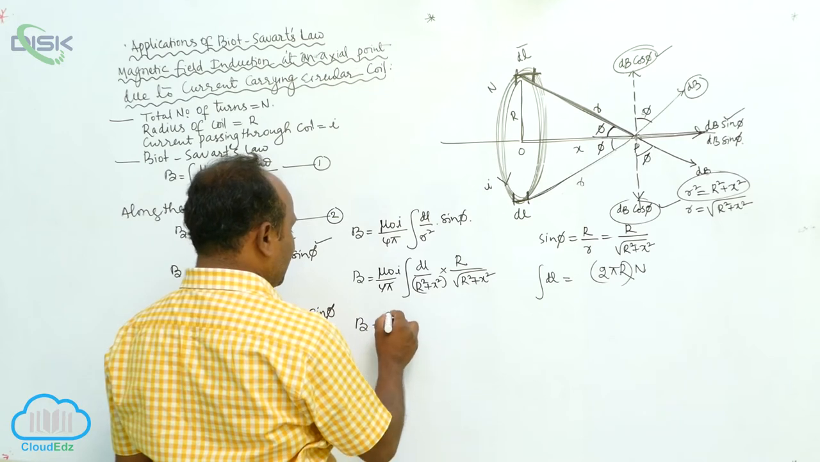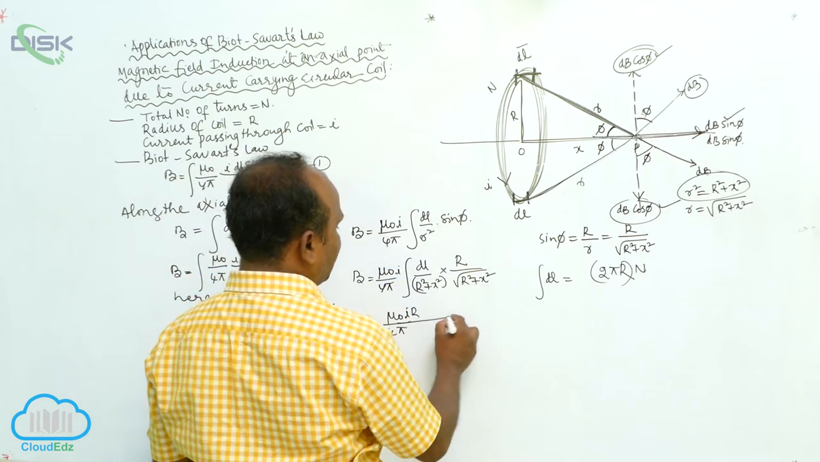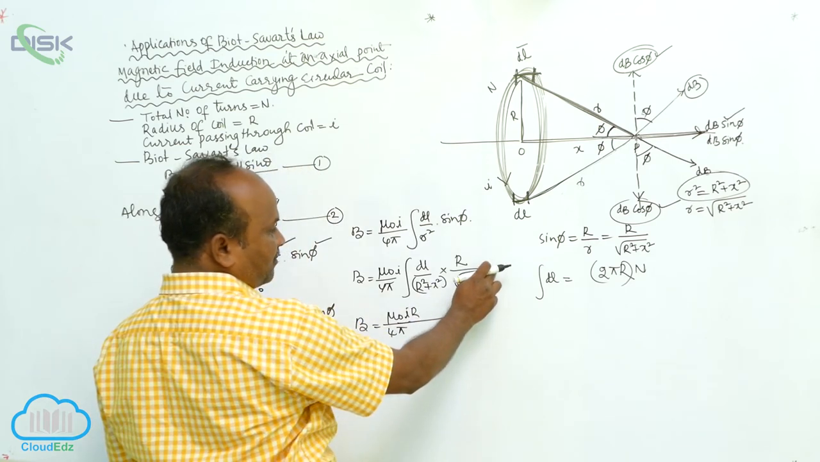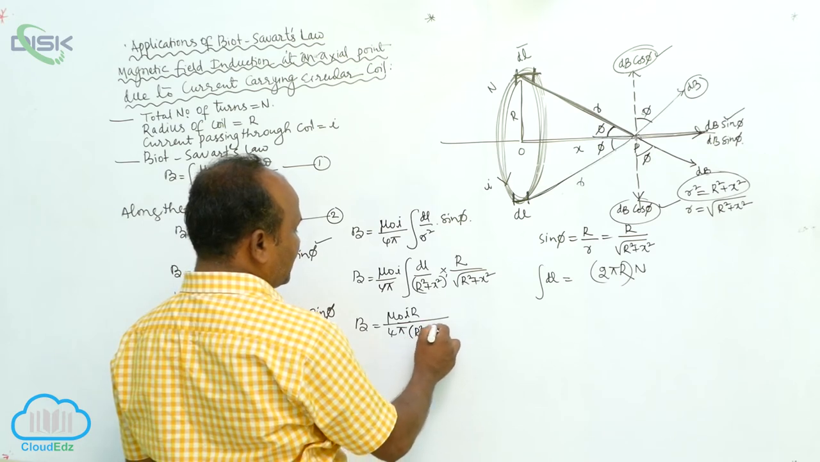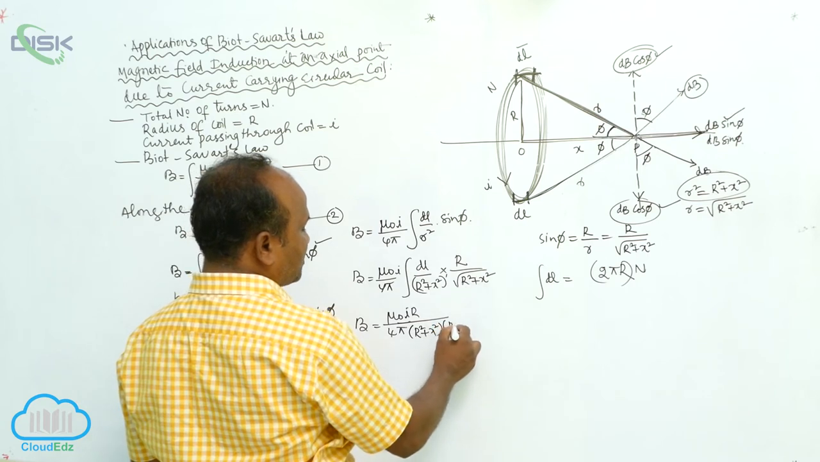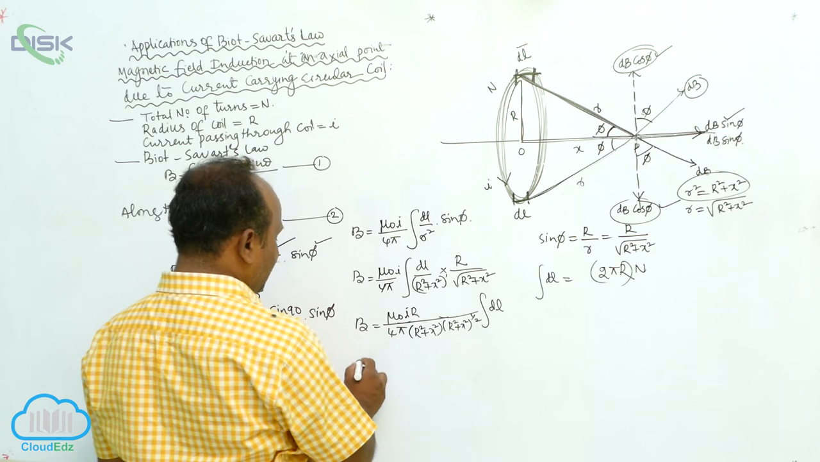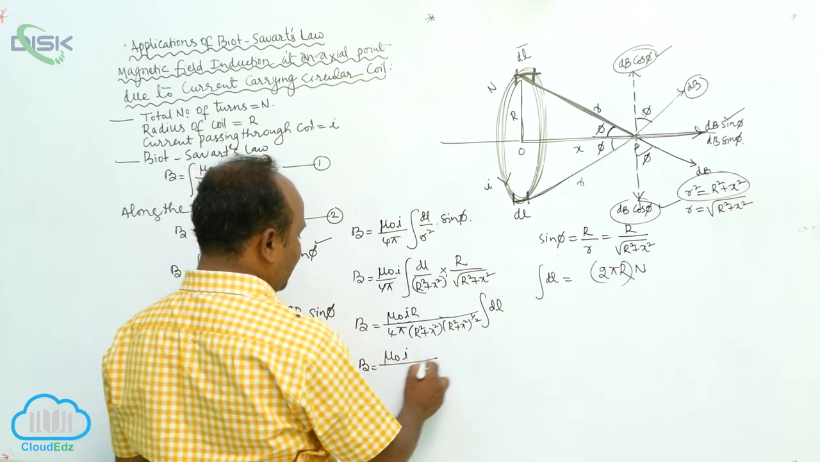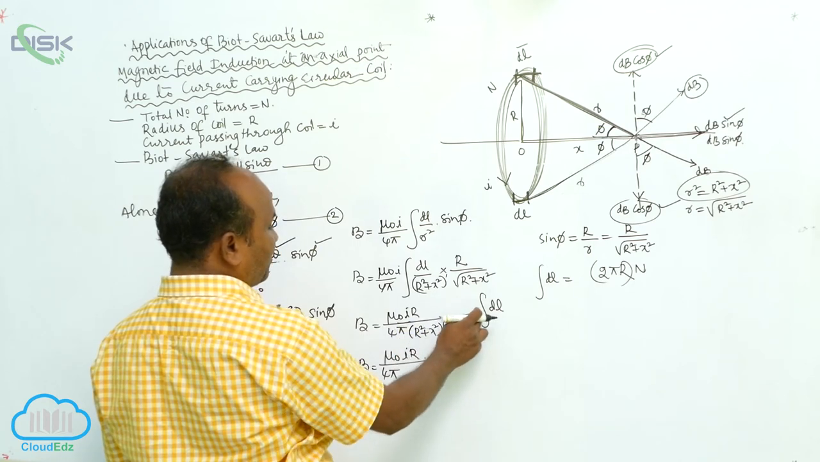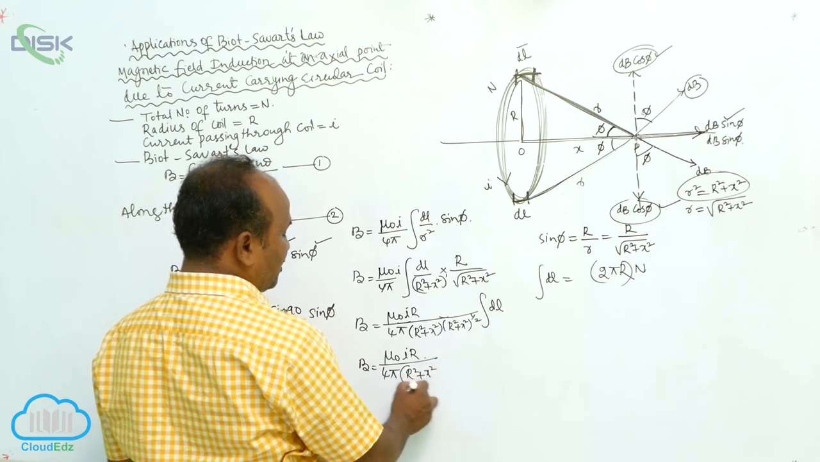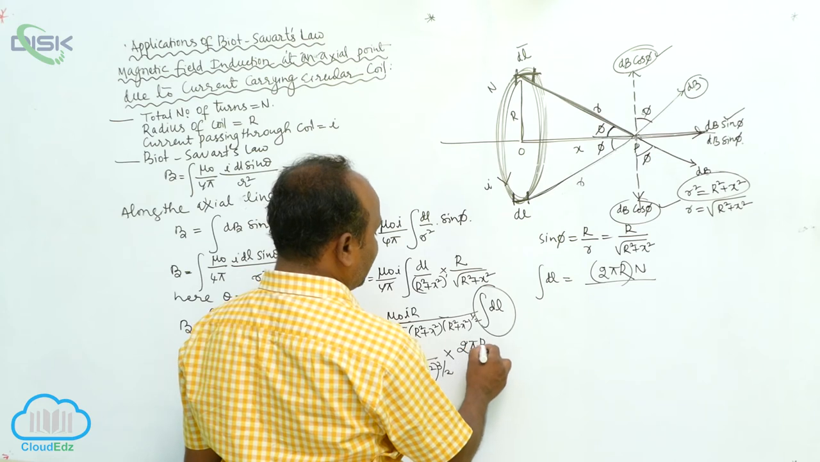Therefore, B is equal to mu naught I by 4 pi. Here R is a common constant. Now R square plus x square, and R square plus x square whole to the power of 1/2, into the integration of dl. Therefore, B is equal to mu naught I by 4 pi into R, divided by R square plus x square whole to the power of 3 by 2, into the integration of dl. The integration of dl is equal to 2 pi R into n.